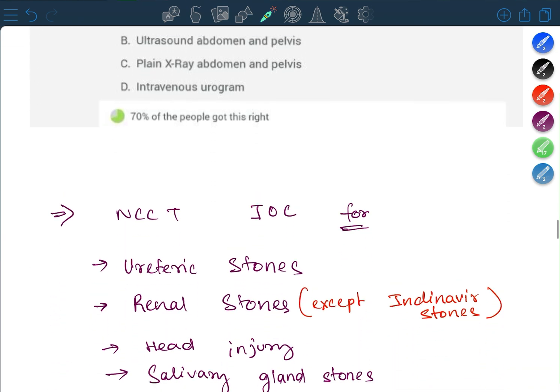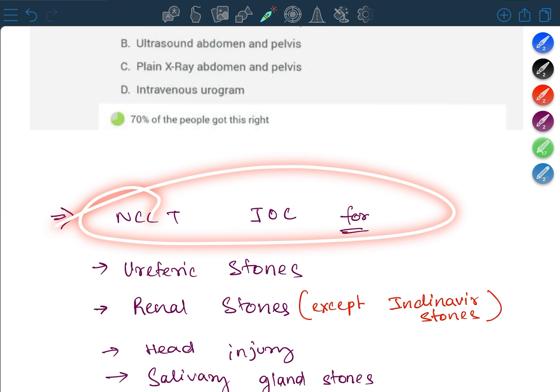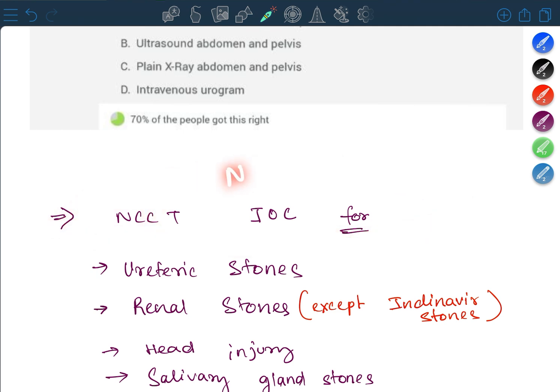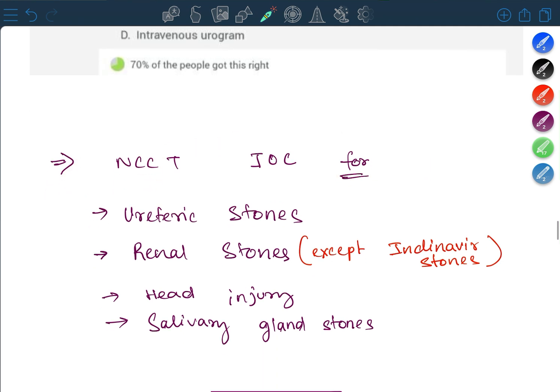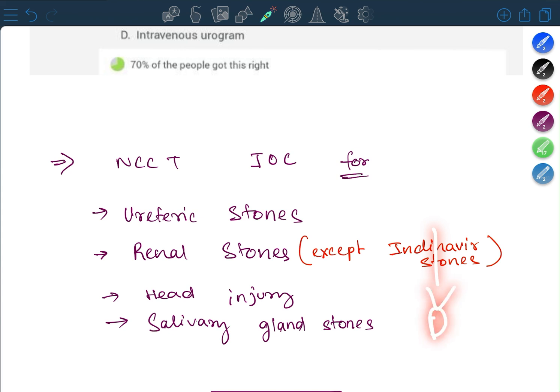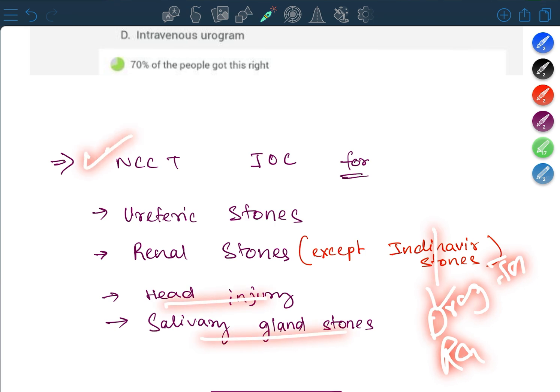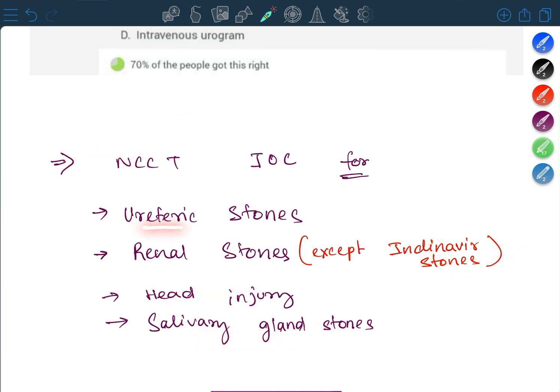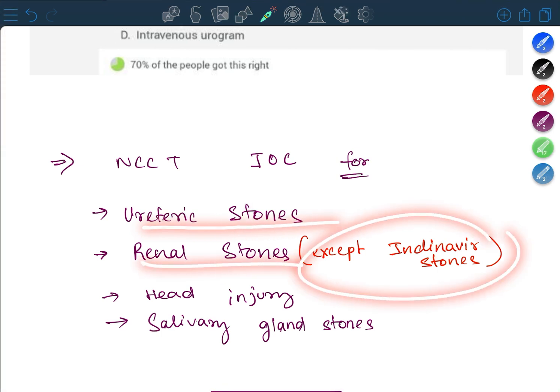Okay, let's see. NCCT, the non-contrast CT scan, is the investigation of choice for ureteric stones, any stones in the ureter, renal stones, any stone in the kidney, except Indinavir stones. Why Indinavir stones? It is drug induced. Indinavir stones are drug induced and are also radiolucent. Head injury, salivary gland stone. NCCT is always the investigation of choice for ureteric stones and renal stones, except for head injury and any kind of salivary gland stone.